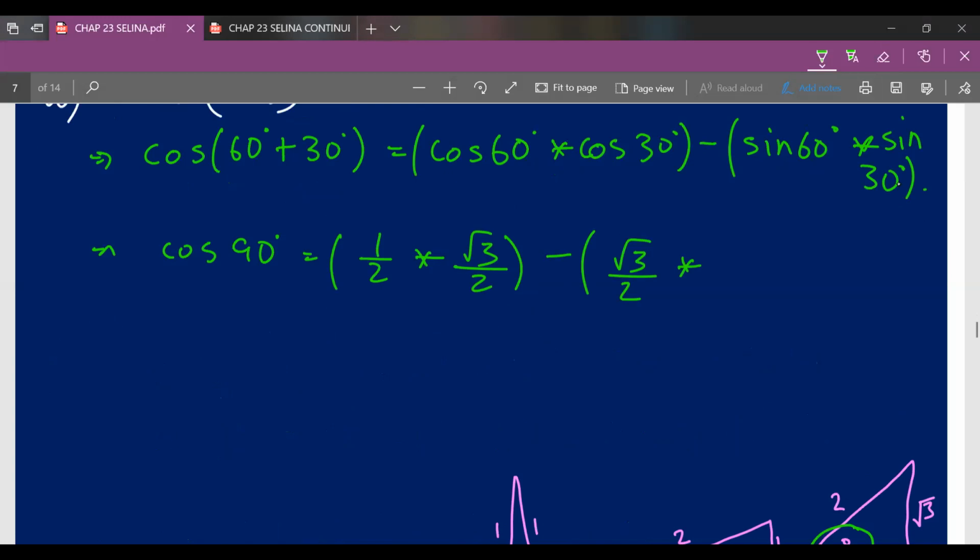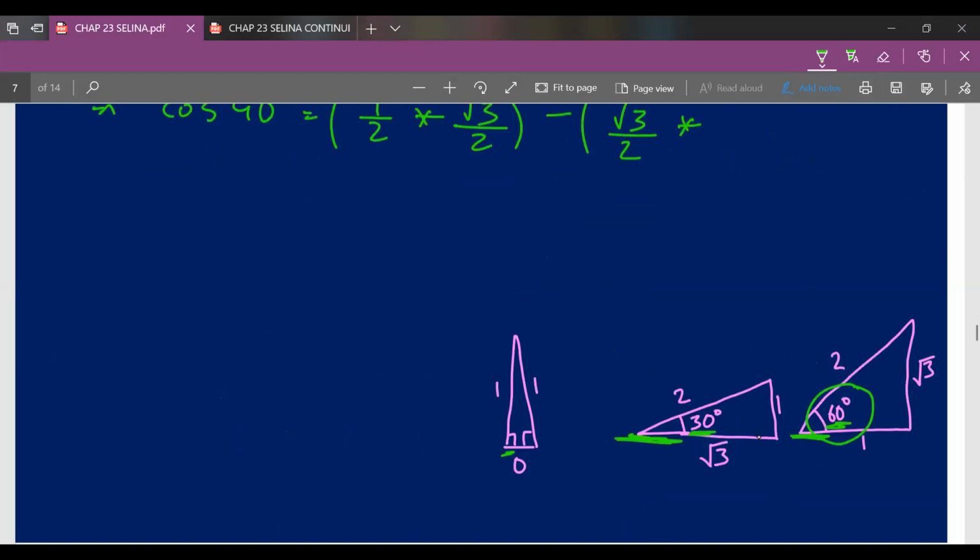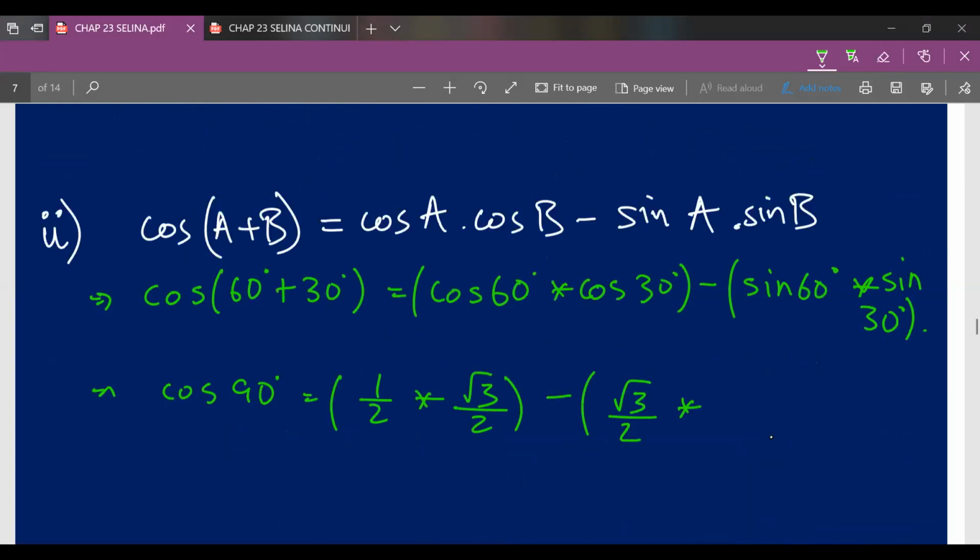Now sin 30 degree, over here there's a magic triangle mentioned, which is with respect to angle 30 degree, and it should be towards the ground. Tell us the perpendicular upon hypotenuse with respect to angle 30 degree, and it would be 1 upon 2. So I'll write that down. So over here cos 90 degree.